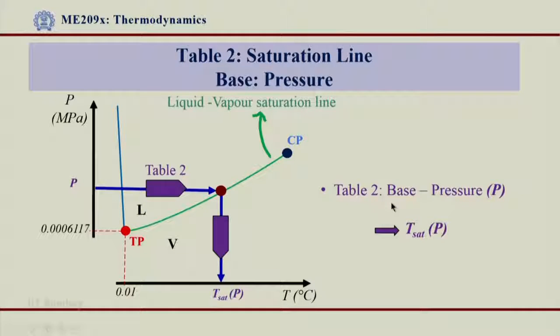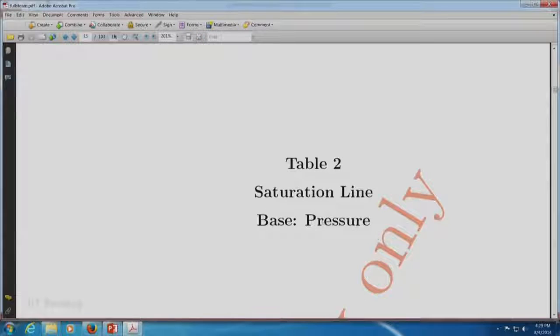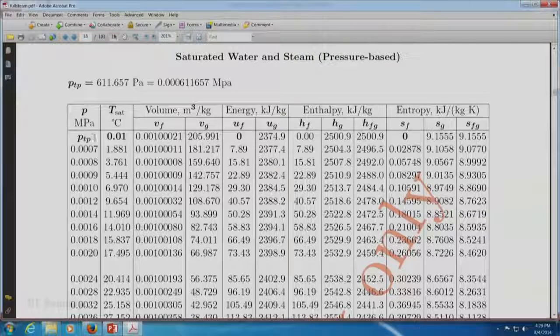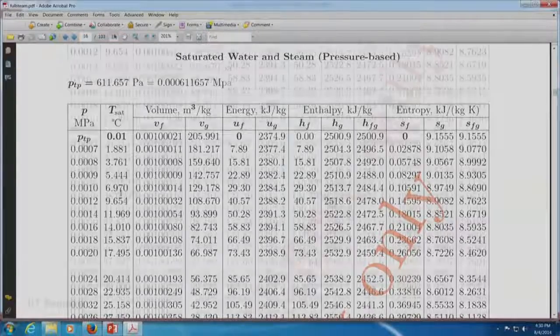Let us now have a look at table 2 in short. So this is table 2, saturation line, base pressure, and the first point is the triple point pressure, and the second column you see here is the Tsat corresponding to this pressure. So Tsat(P) is what is given in the second column. The pressure values here will go from triple point pressure up to critical pressure, the triple point pressure being 0.000611 MPa, and corresponding to this P value, the second column gives you Tsat(P), alright.